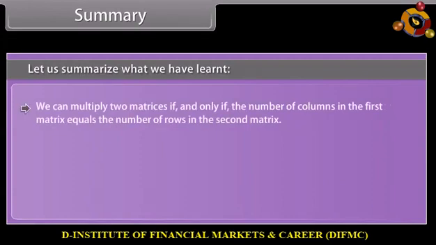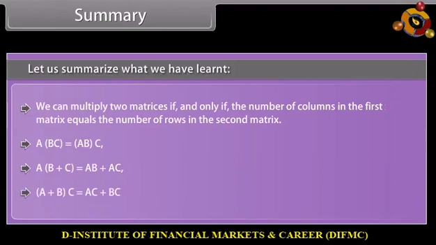We can multiply two matrices if and only if the number of columns in the first matrix equals the number of rows in the second matrix. A into BC is equal to AB into C. A into B plus C is equal to A into B plus A into C. A plus B into C is equal to A into C plus B into C.